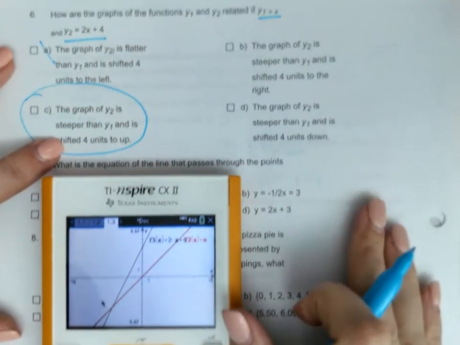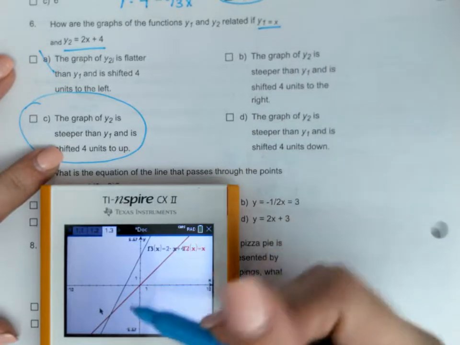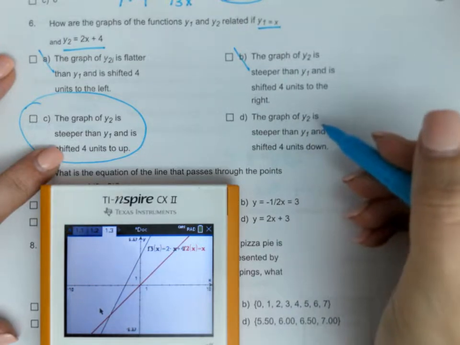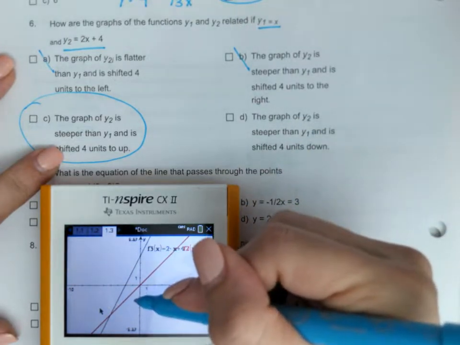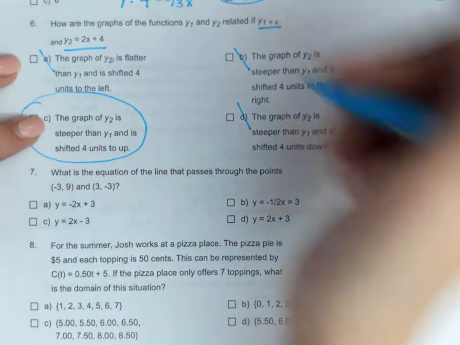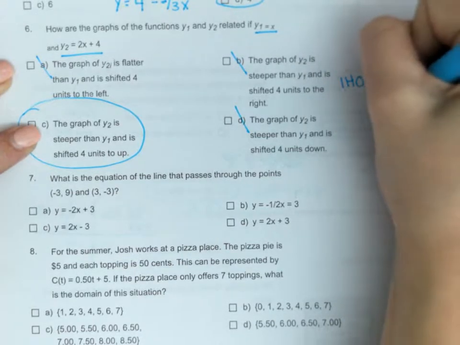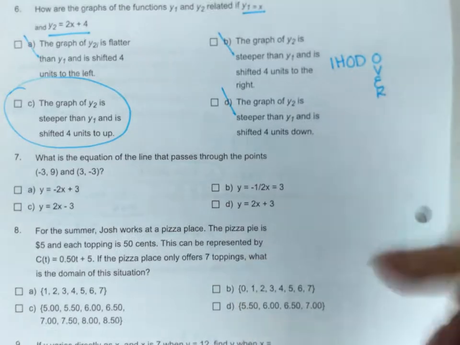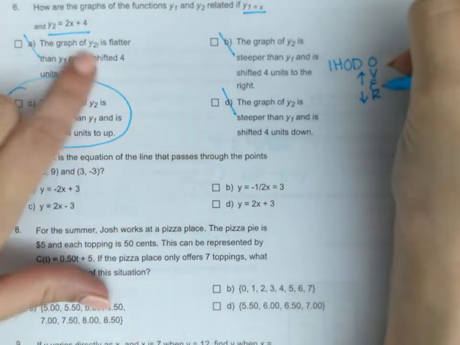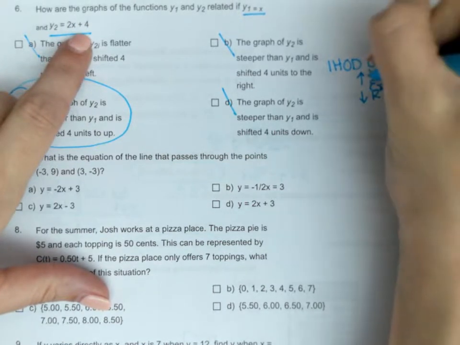Let's just check the other ones to make sure. The graph of y2 is steeper, yes, and is shifted 4 units to the right. 1, 2, 3, 4. Nope. y2 is steeper and is shifted 4 units down. 1, 2, 3, 4. Nope. So that is correct. Remember, you also have IHOD over. This plus 4 is outside of the parentheses, so it's going to be a vertical transformation. And because it's outside, it's going to be exactly like you would think. So plus 4 makes it go up.